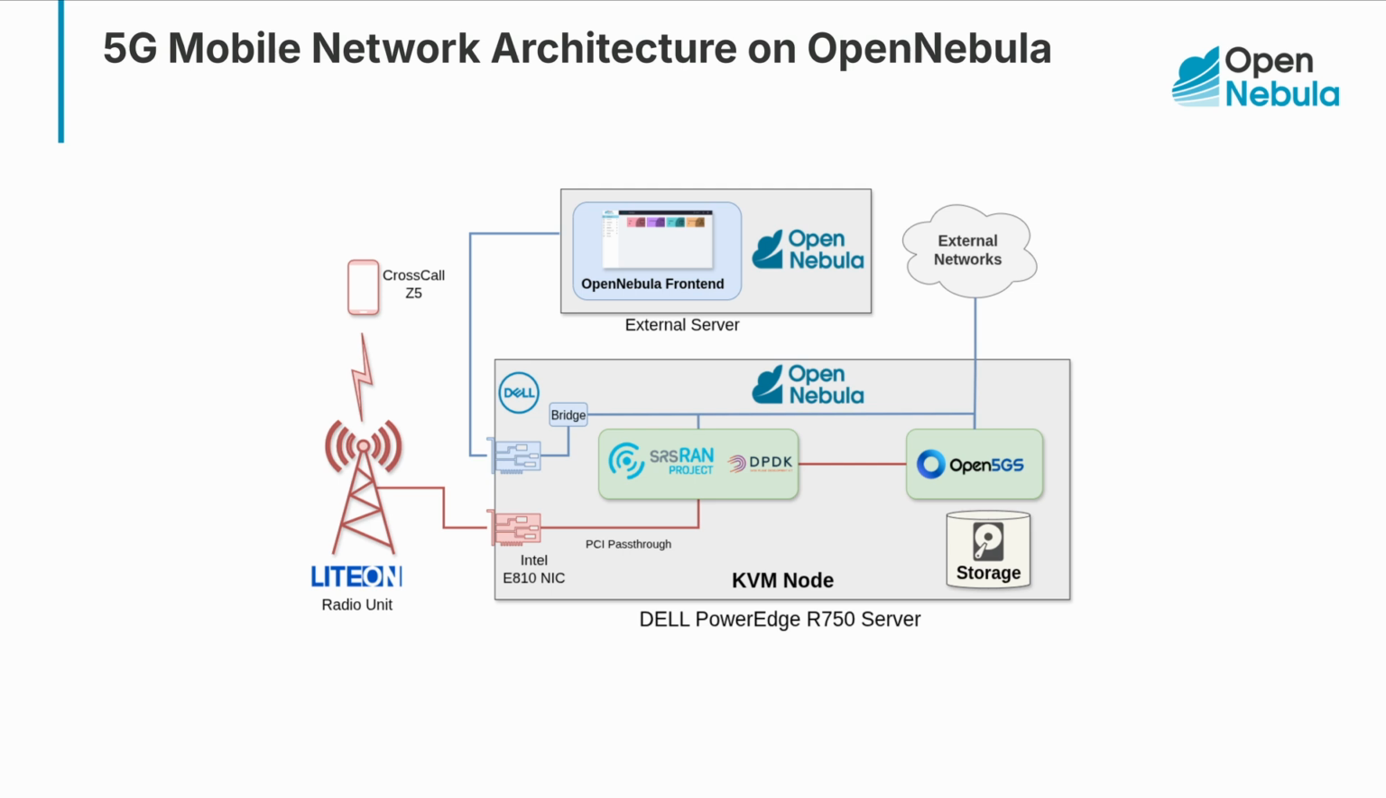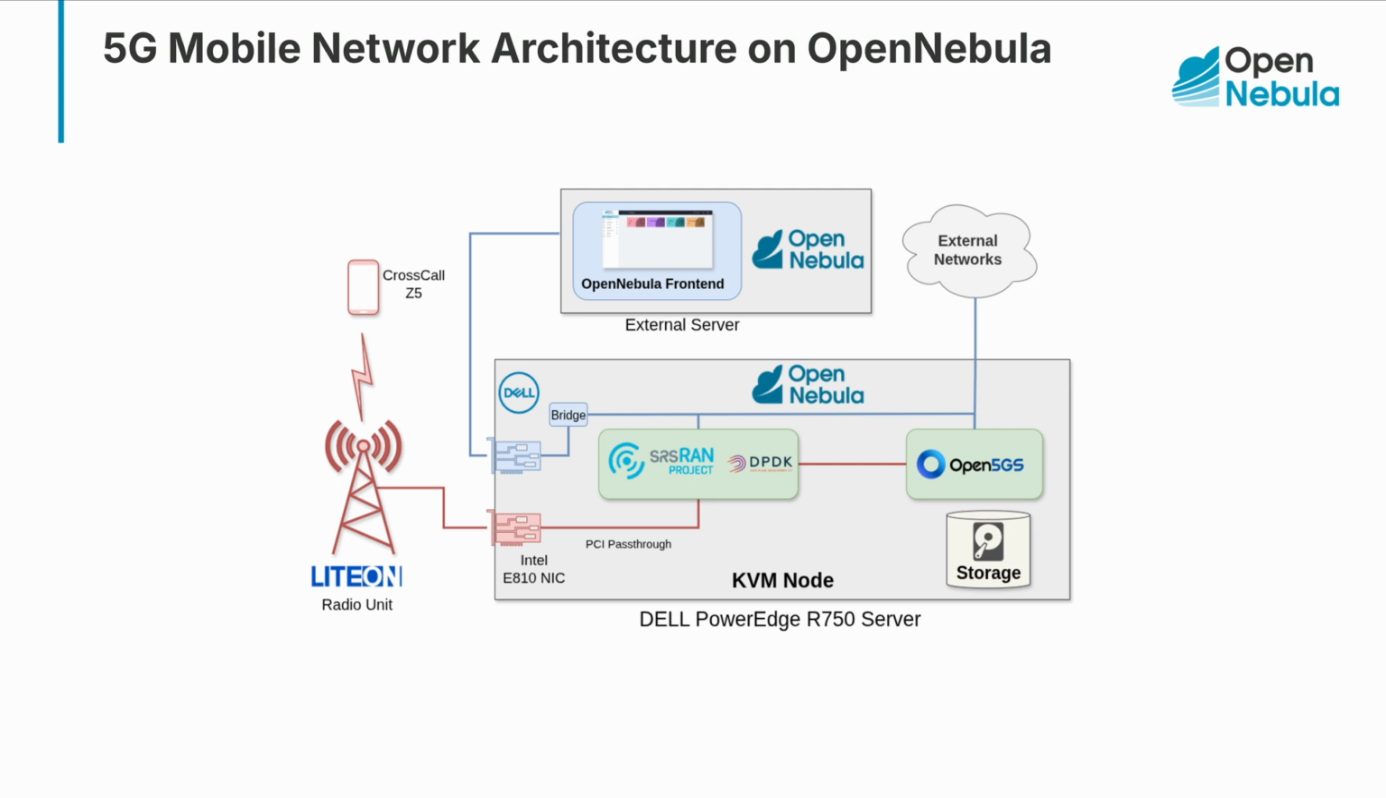First appliance contains Open5GS, which provides a complete set of 5G core network functions. The second contains the SRS RAN project, an open source software suite that acts as the processing layer for the radio access network. To ensure high-speed communication between them, the data path is accelerated using DPDK.